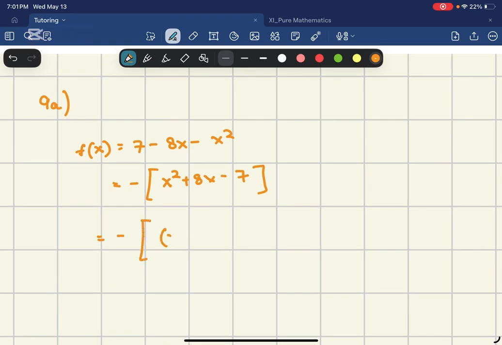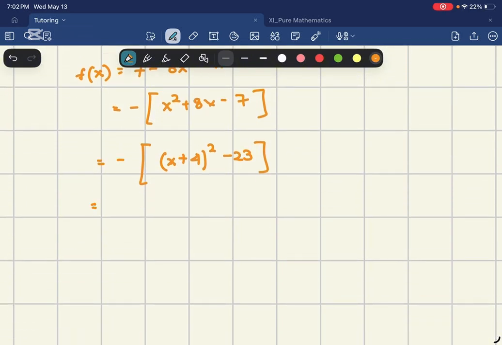Now, I can write this as x plus 4 squared. So I get x squared plus 8x plus 16. And then I need to subtract something to get to negative 7. So if I have plus 16, I need to subtract 23, I believe. 16 minus 23 gives me negative 7. So now if I distribute the negative sign inside again, I get 23 minus x plus 4 squared.